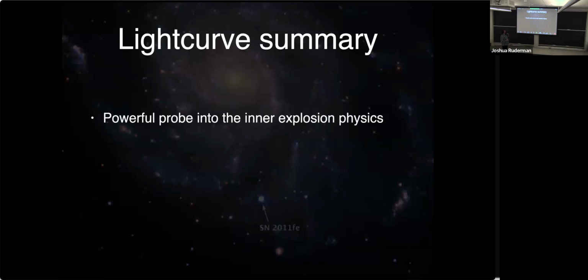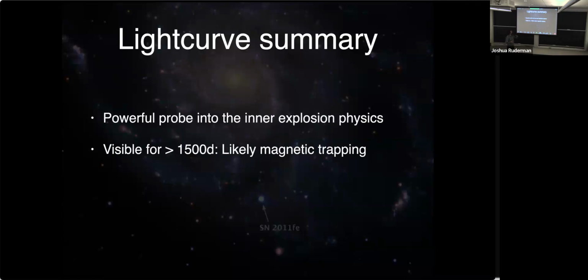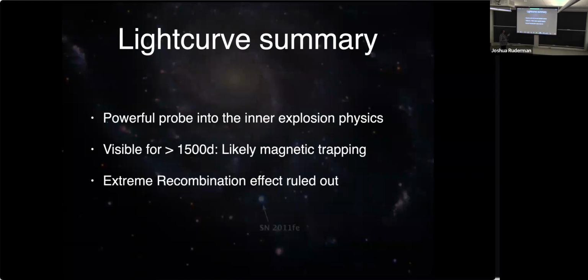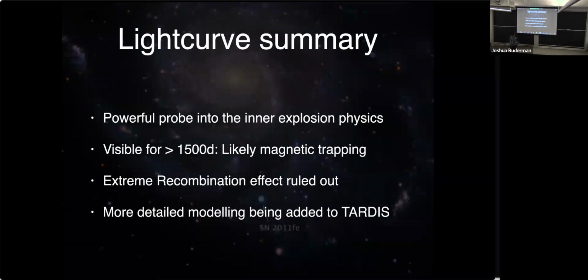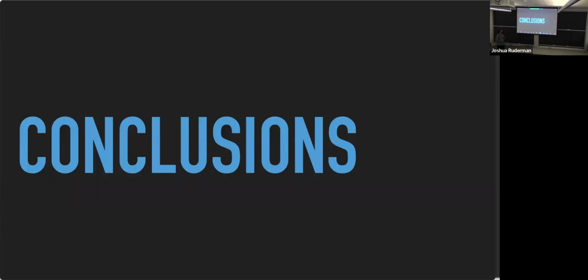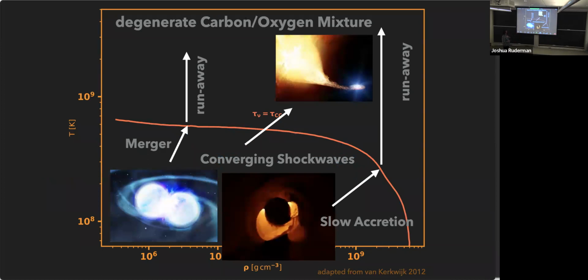So as I said, I think light curves are powerful probes into the inner explosion physics. They're visible for a long, long time, for more than 1500 days, and potentially there's magnetic trapping involved. Extreme reverberation effects we can rule out with these data, but you still need to take them into account to make this precise density measurement. And I think there's more detailed modeling being added to TARDIS, which is the radiative transfer code that we're working with. Okay, this brings me to the conclusions.